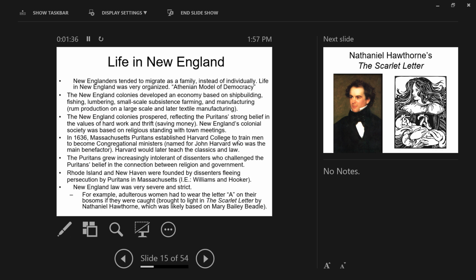The New England colonies prospered, reflecting the Puritans' strong belief in hard work, Protestant work ethic, and thrift, saving money. New England's colonial society was based on religious standing. Remember, town meetings were the lifeblood of their community.